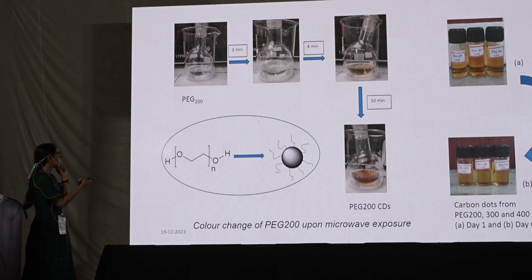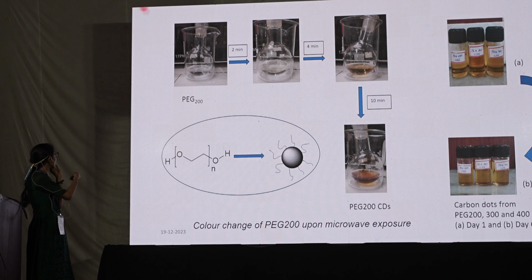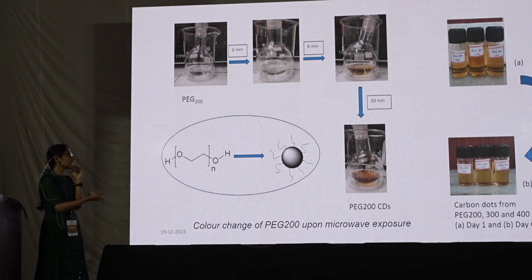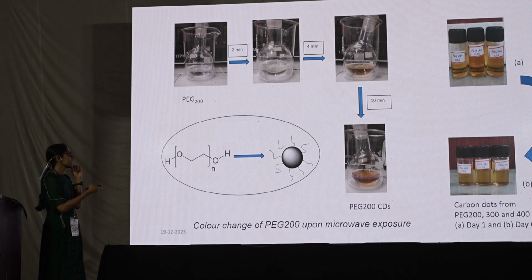For example, for PEG 200, the color change is represented in this picture. First it was a colorless liquid, then light yellow, then brown, then dark brown, which indicates the formation of carbon dots. These carbon dots were stored in a storage vial at room temperature, and even after 60 days of storage, they remain the same. There is no bleaching out, so visually we can say they are stable.